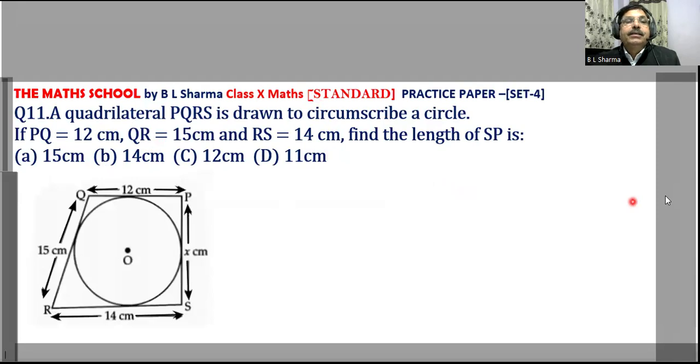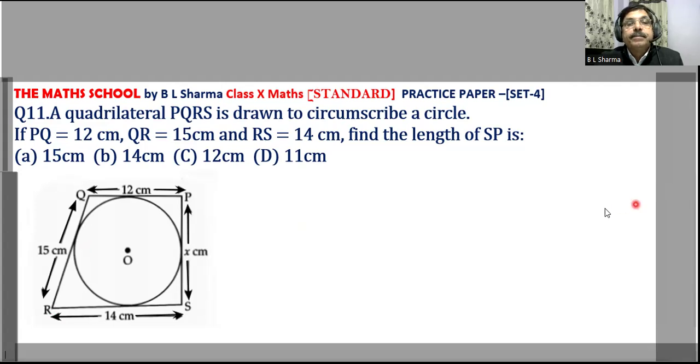See, there is a quadrilateral which circumscribes a circle, meaning it touches the circle. So the sides of the quadrilateral have become tangents now. See, this PQ is a tangent, this QR is a tangent, RS is a tangent, and PS is also a tangent. In that case, what do we do? We know that when a quadrilateral circumscribes a circle, then the sums of opposite sides are the same. So RS plus QP is equal to PS plus QR. When a quadrilateral circumscribes a circle, meaning the sides of the quadrilateral become tangents, in that case the sums of opposite sides are the same.